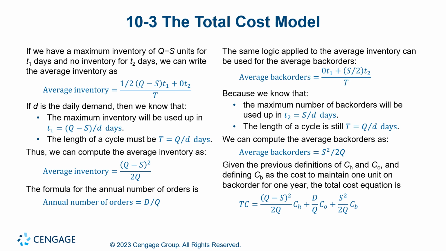And given all this, now we can compute the total cost. The total cost has 3 parts. The first part is the holding cost, the second part is the ordering cost, and the third part is the back order cost.